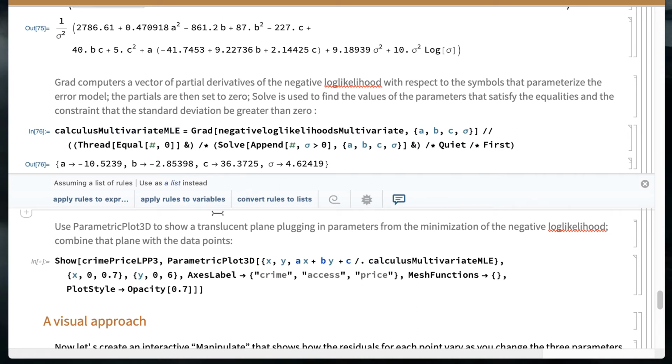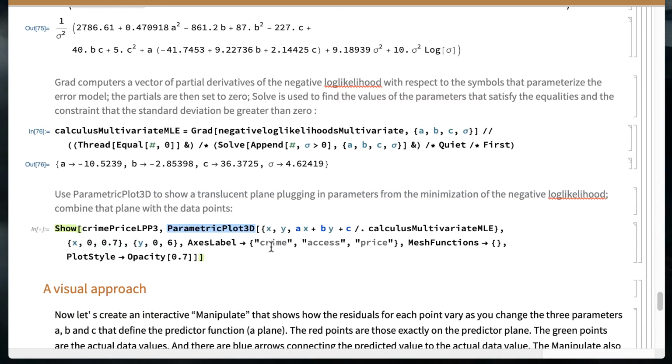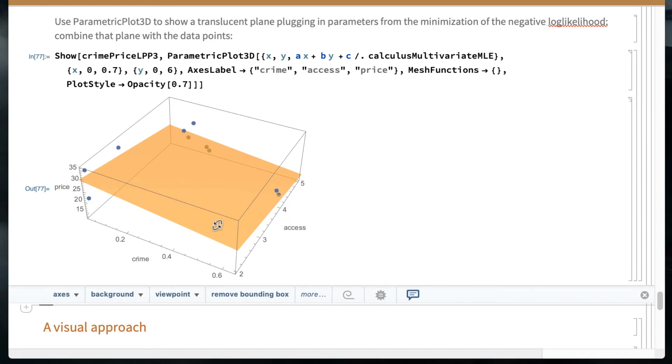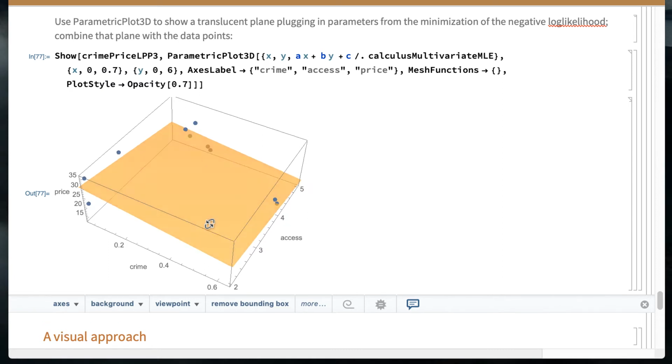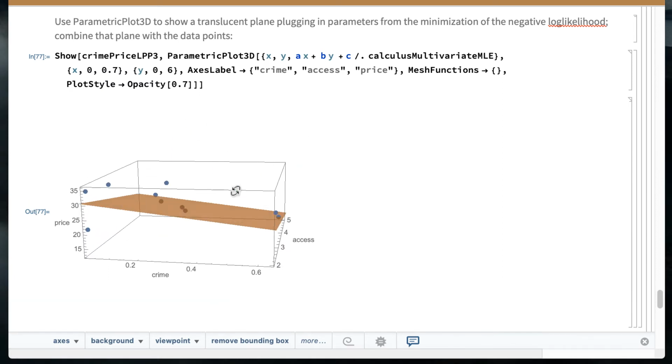I'm going to leave it as an exercise for you to figure out if you could just use the argmin method. Hint, you can. And now what we can do is use ParametricPlot3D. The x-coordinate is just the x value, the y-coordinate is just the y value, where x here is crime and y is access, and the z value, what we're trying to predict, is ax plus by plus c, plugging in for a, b, and c the values we got here. We can make a nice three-dimensional plot showing a plane that fits our data. And just for fun, we can rotate our plane and see how the data is doing.